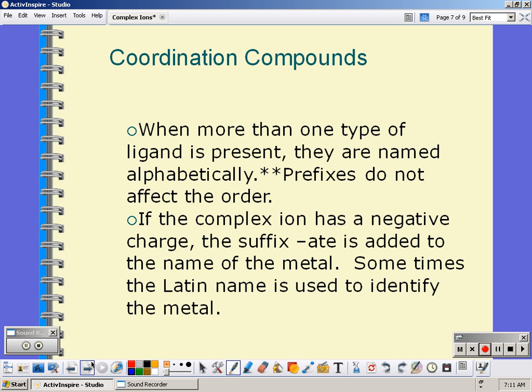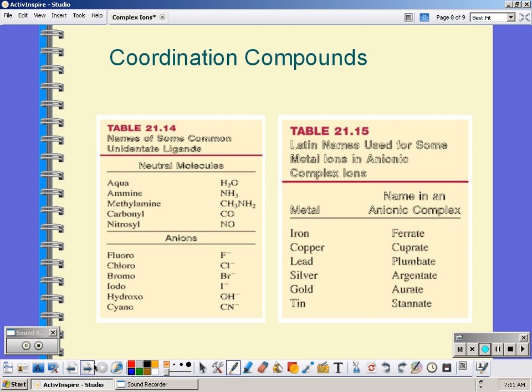When there's more than one type of ligand present, they're named alphabetically. Prefixes do not affect the order. If the complex ion is a negative charge, then the suffix "ate" is added to the name of the metal. Sometimes the Latin name is used to identify the metal. So if it has a Latin name, which is where we get the symbol from, that's the name that we're going to use. Alright, so here's your chart.